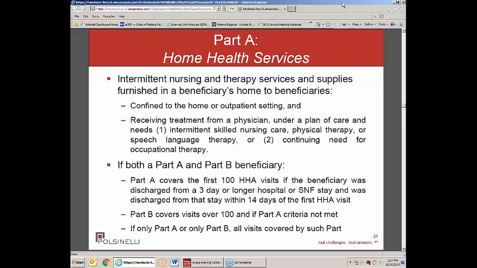Now, home health is covered under both Part A and Part B. So when you're talking about home health, you have to figure out if the patient has both, or just Part B, or just Part A. Part A will cover the first 100 days of home health visits if the beneficiary had a 3-day or longer stay in a hospital or SNF and was discharged from that stay within 14 days of the first home health visit. Then Part B will cover after 100 days, or if the Part A criteria is not met. And if you only have one or the other, then you get coverage under just that part. Home health also has a prospective payment system that is specific to home health services.